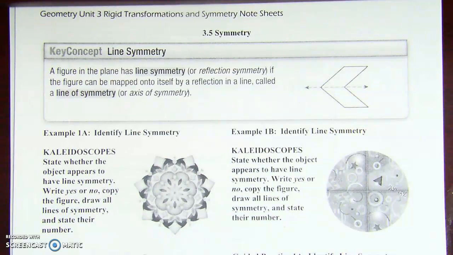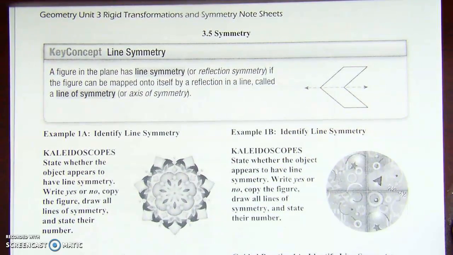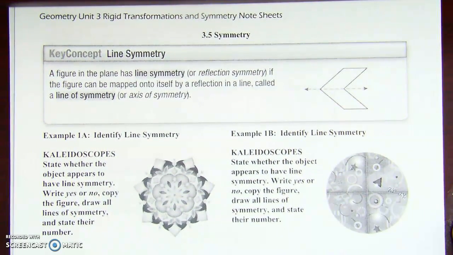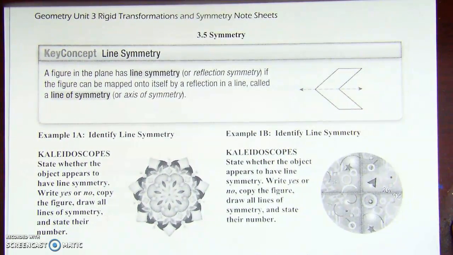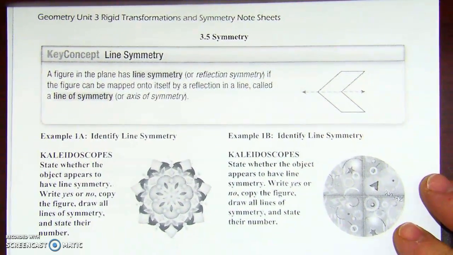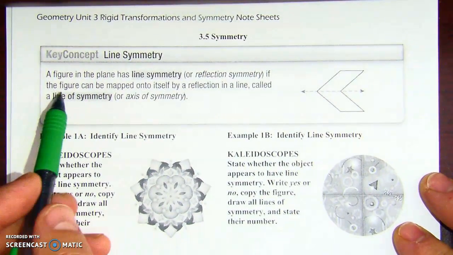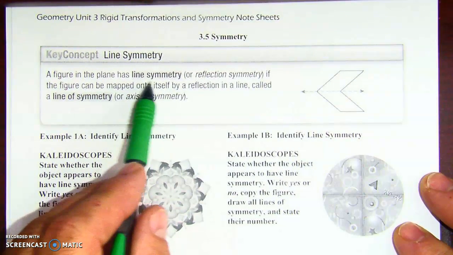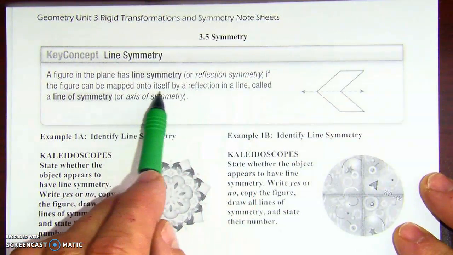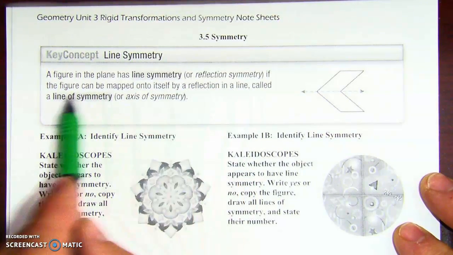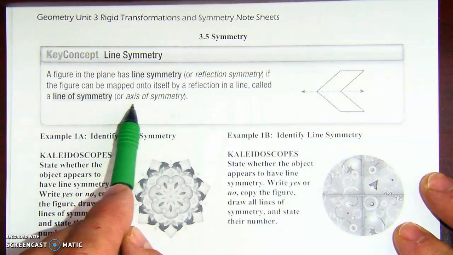All right, so I think this section is the easiest and fastest one out of all of them, but that's just my opinion. What we're going to be talking about today is symmetry. The first thing we need to define is, what is symmetry? We've talked about this before. The definition here says a figure in the plane has a line of symmetry or reflection symmetry if the figure can be mapped onto itself by reflection in a line called a line of symmetry or axis of symmetry.